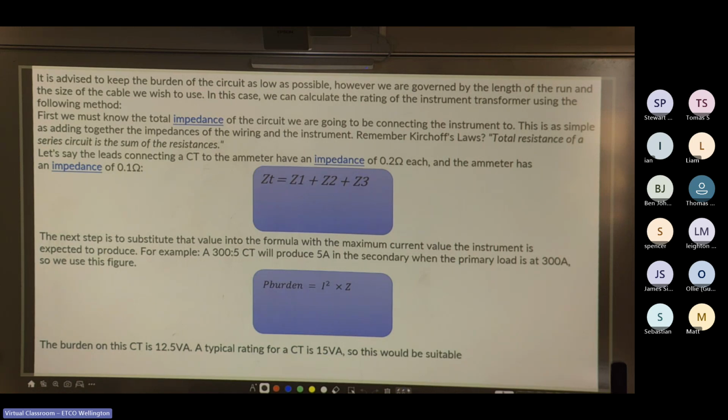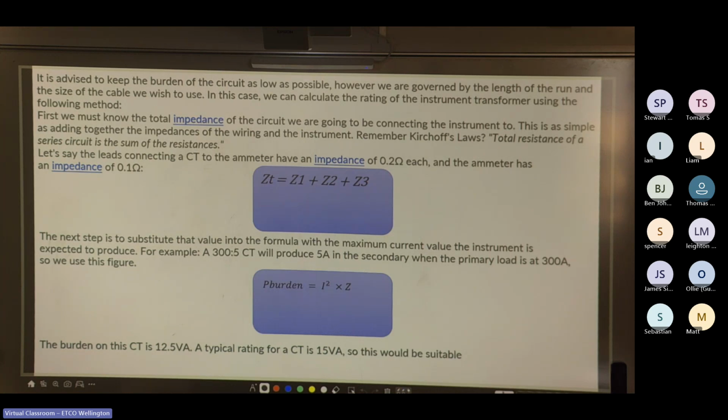First, we must know the total impedance of the circuit we are going to be connecting the instrument to. This is as simple as adding together the impedances of the wiring and the instruments. So, by Kirchhoff's law, resistances in series add up together. The total resistance of a series circuit is the sum of the resistances. So let's say the leads connecting the CT to the ammeter have an impedance of 0.2 ohms each, and the ammeter has an impedance of 0.1 ohm.